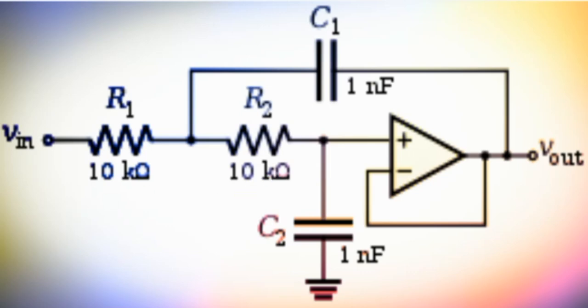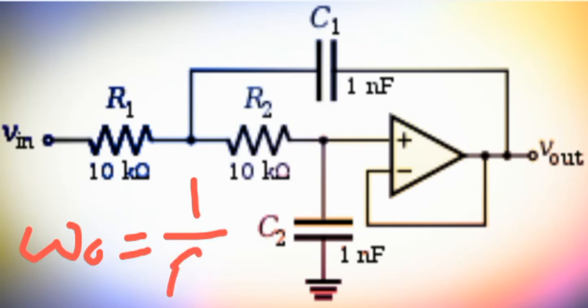Here you have been given the values of the resistors, 10k each, and the values of the capacitors, 1 nanofarad each. The cutoff frequency of this type of filter is expressed as omega naught, that is equal to 1 over R times C, where R is equal to R1 is equal to R2 and C is equal to C1 is equal to C2. Because the resistors are of equal value and capacitors are of equal value, you have an expression as given by this equation.